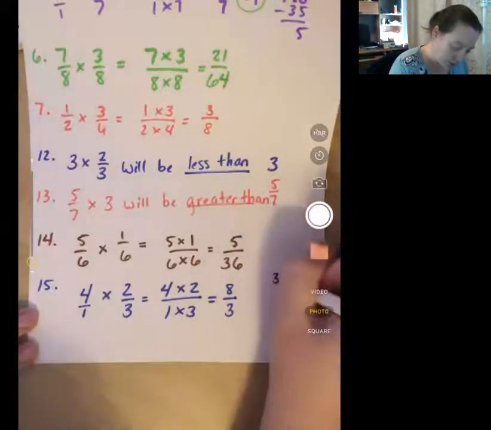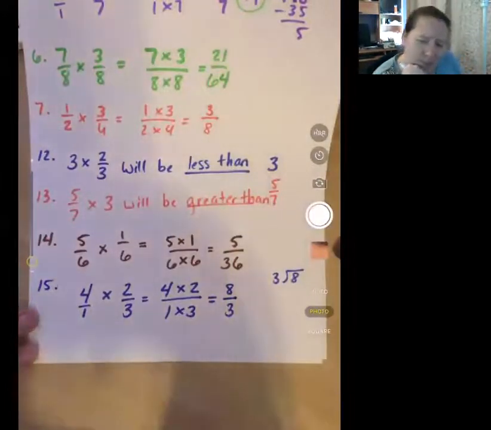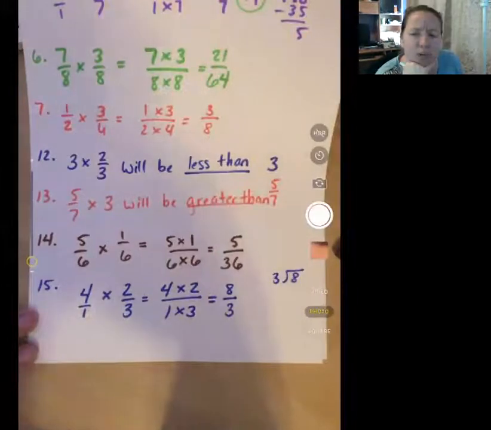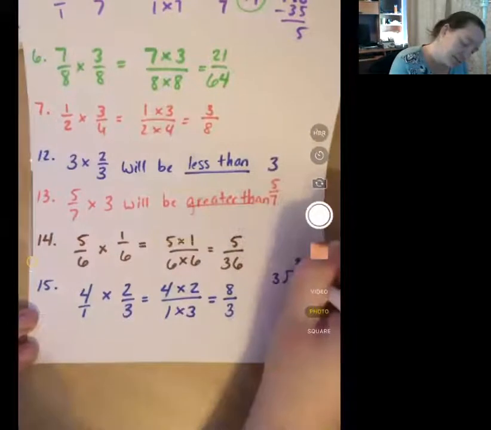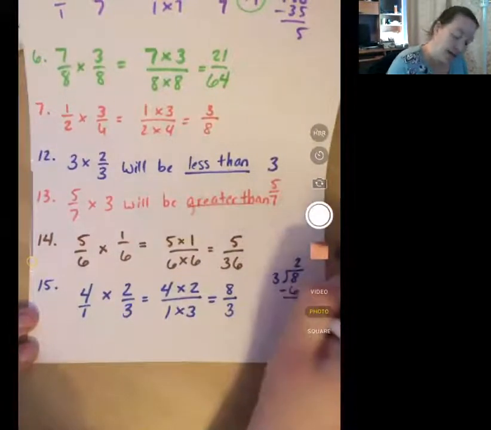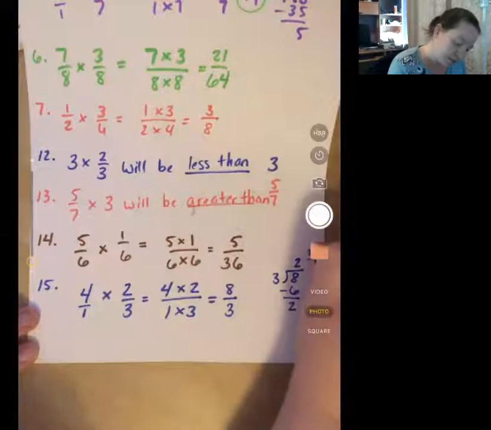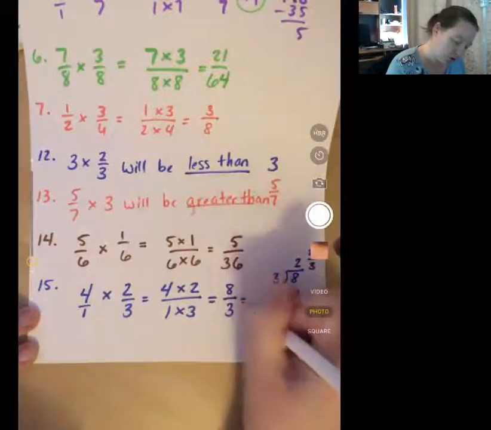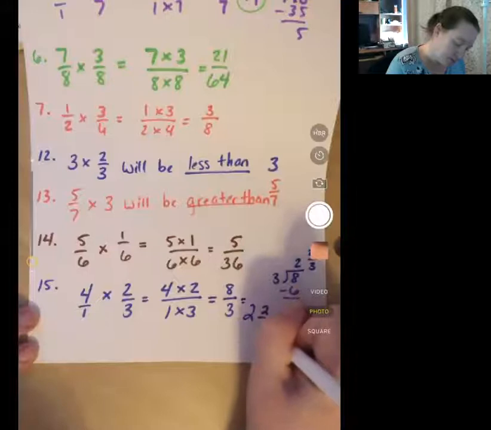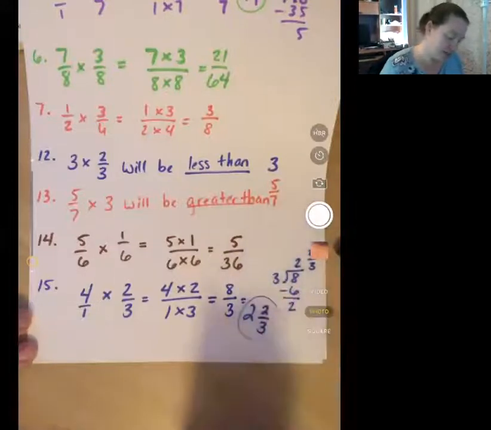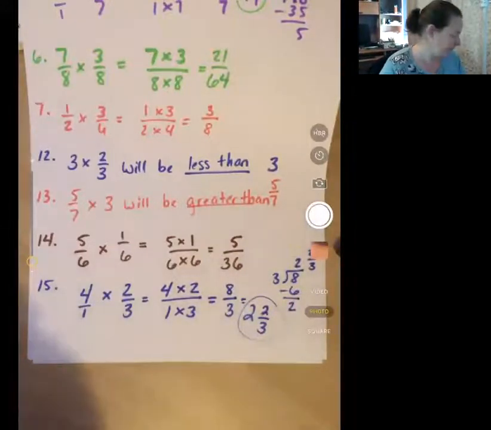And then I'm going to go 3 into 8. What times 3 is almost 8? 3 times 2 is 6. 8 minus 6 gives us 2. So I'm going to put that up there. 2 2/3. So that is our actual answer.